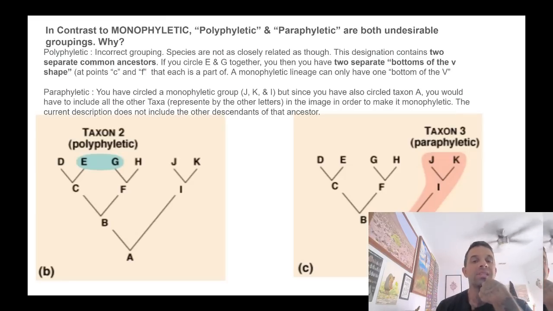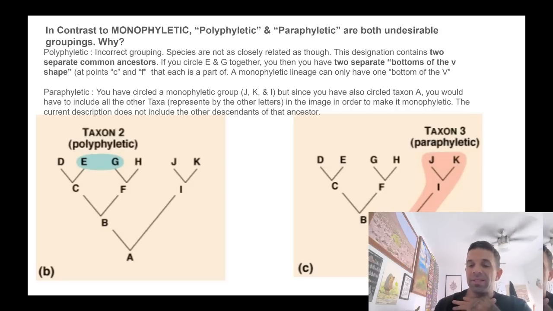Okay. In contrast to monophyletic, polyphyletic and paraphyletic are both undesirable groupings. Why? Polyphyletic, incorrect grouping. Species are not as closely related as thought. This designation contains two separate common ancestors. Basically, a reiteration of what I just said. Paraphyletic, you've circled a monophyletic group over here on the right, J, K, and I. But since you've also circled taxon A, and you're including that in this whatever family or order, whatever you're referring to, but you haven't included B and all the common descendants of B, that's paraphyletic.